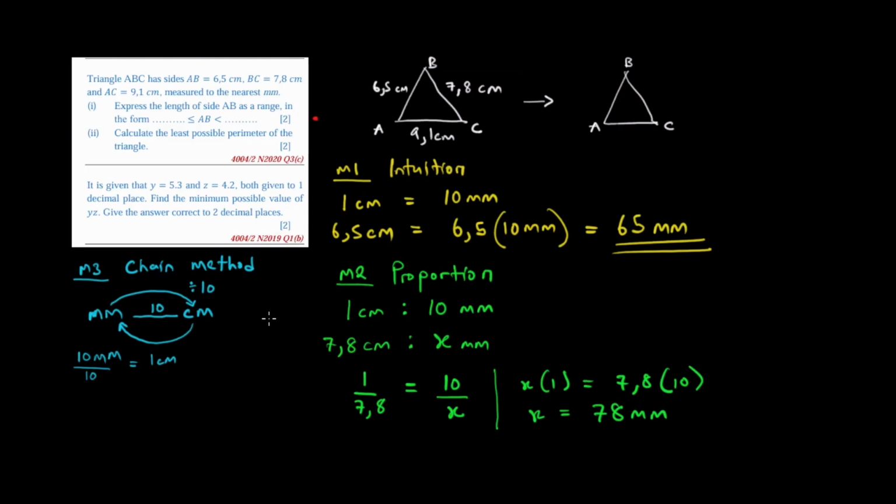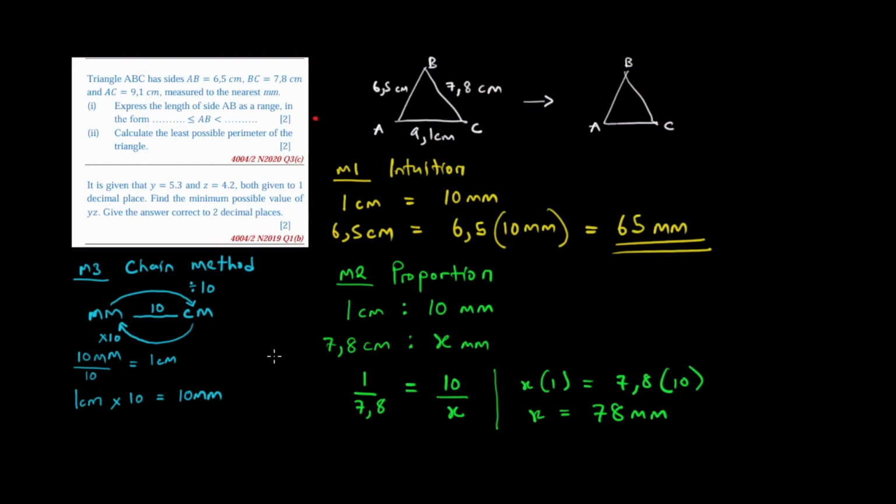How about converting from centimeters to millimeters? If we have 1 centimeter, we have to multiply it by 10 to get 10 millimeters. That means from centimeters to millimeters, we multiply by 10. Another way of noting this is that when we go from a lower unit to a higher unit, we divide by 10. When we go from a higher unit to a lower unit, we multiply by 10.